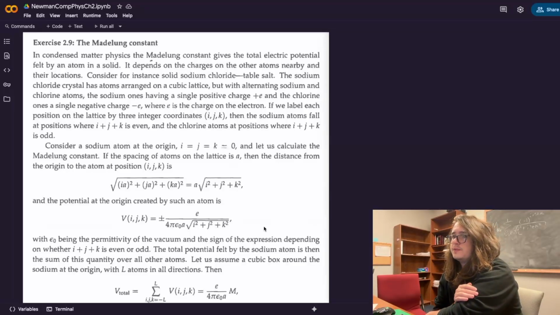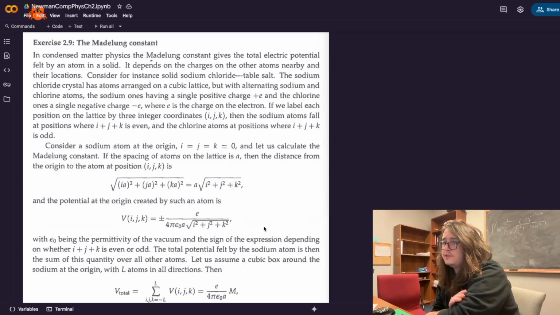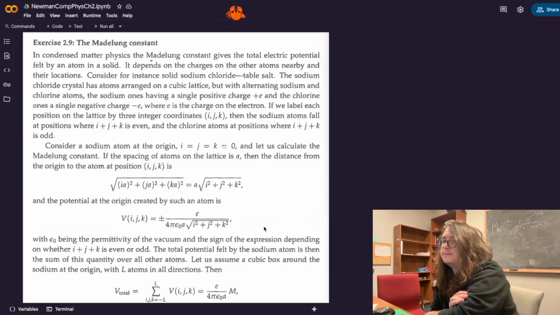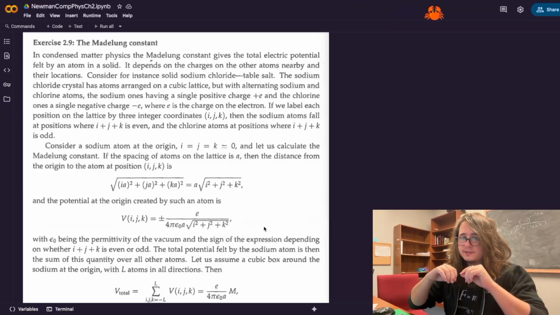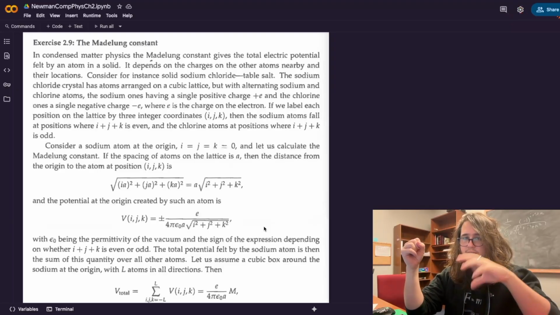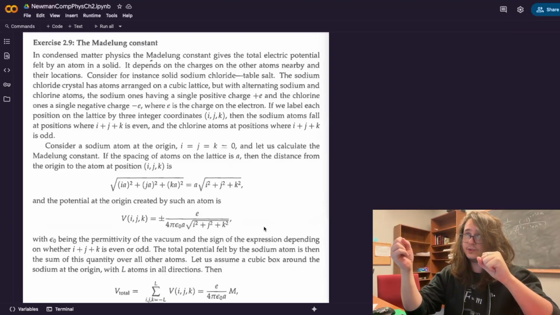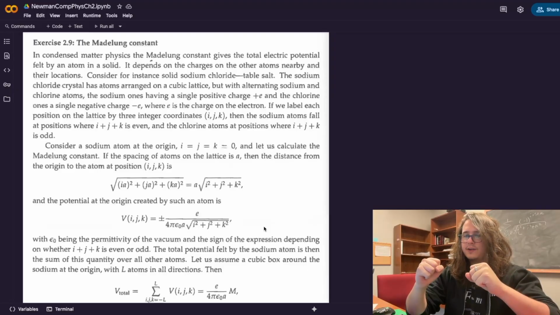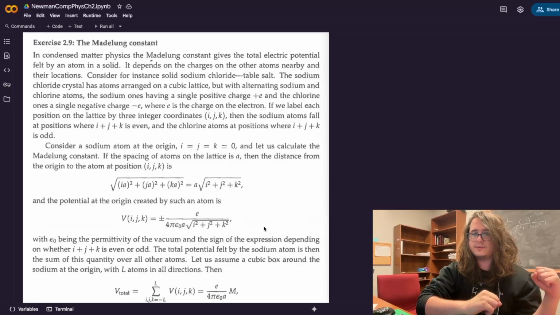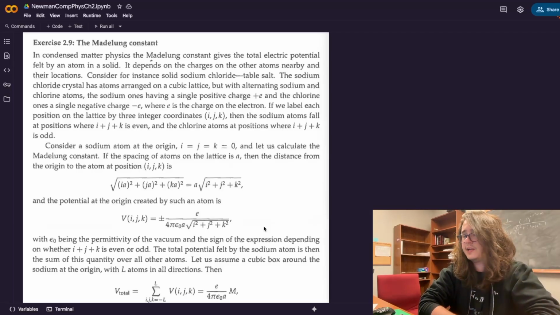All right, silly people, here's the situation. We're going to be doing a computation of the Madelung constant for sodium chloride. That's a lot of text, but basically it comes down to you have a lattice of sodium and chloride. The sodium is a positive ion, the chlorine, I guess, is a negative ion.